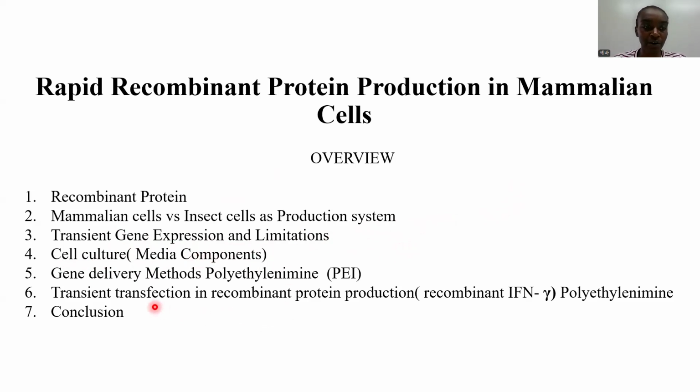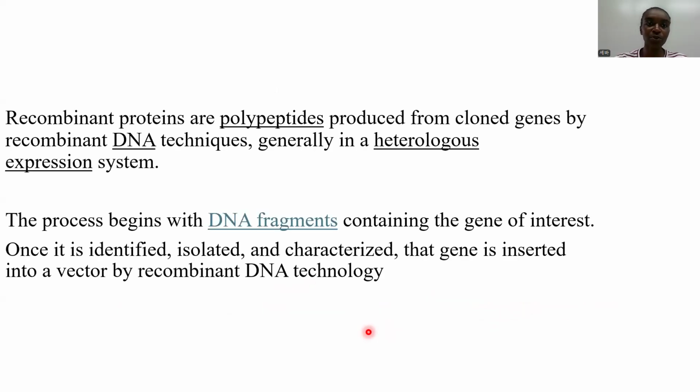proteins. Also, I'll discuss gene delivery methods that are currently in use, with the main focus being polyethylenimine as the gene delivery method. And lastly, transient transfection in recombinant protein production, particularly recombinant interferon gamma using PEI, and conclude with an overview of this discussion. So I think most of us have heard of recombinant proteins, but a brief explanation.